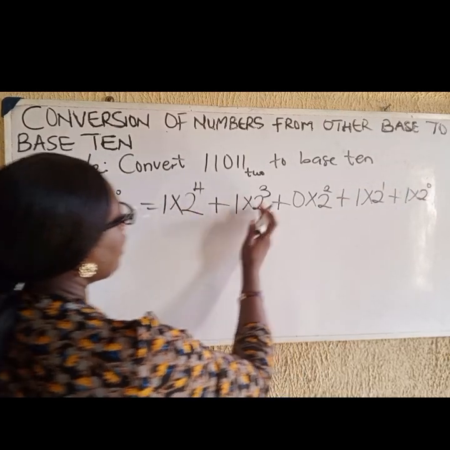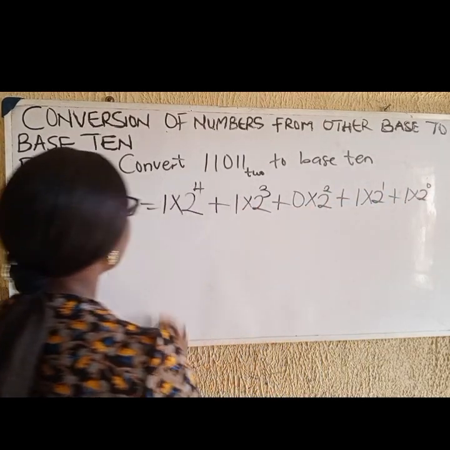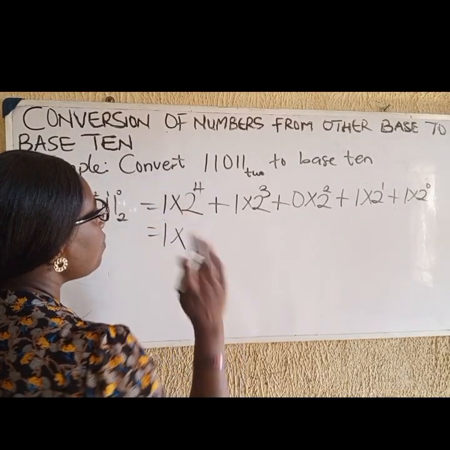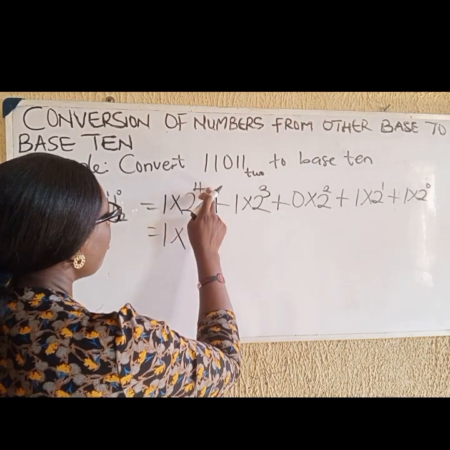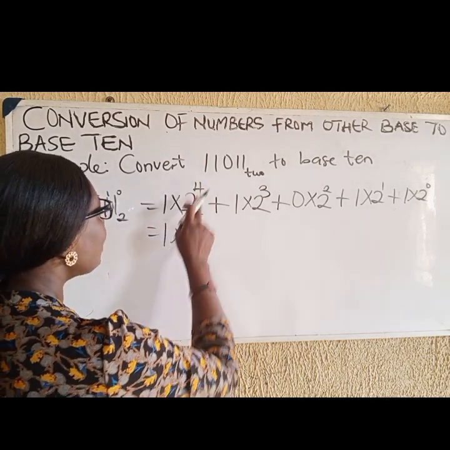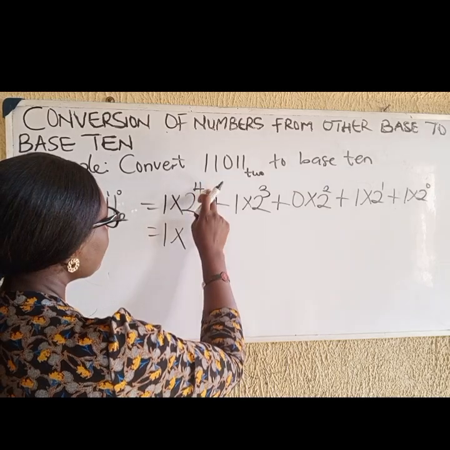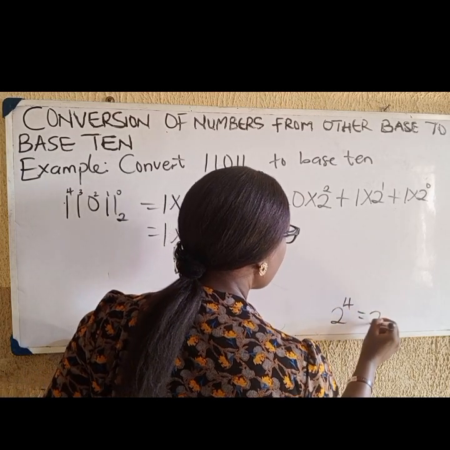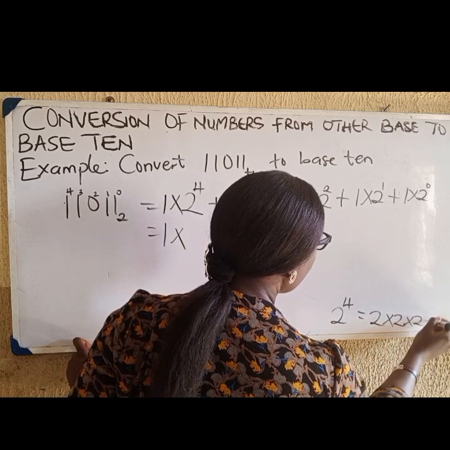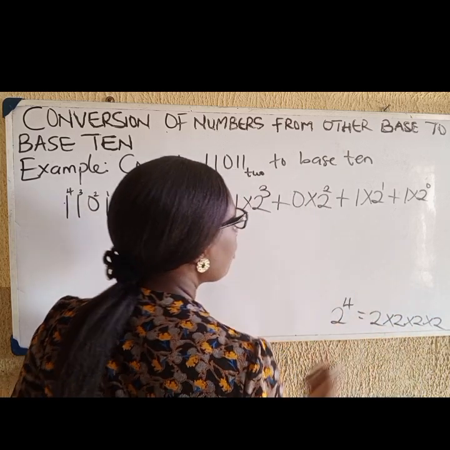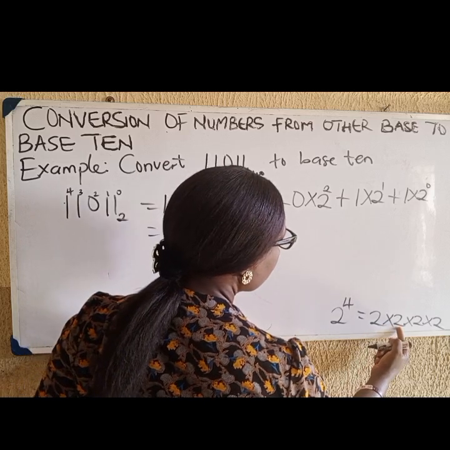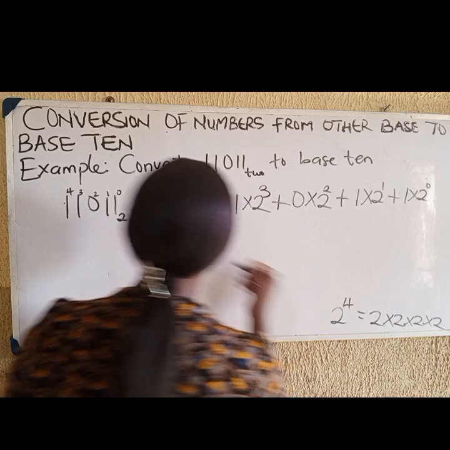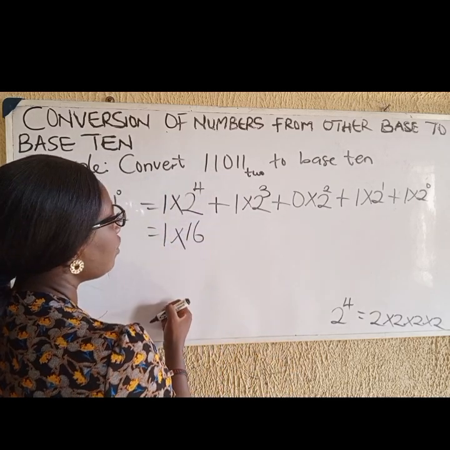So I'm going to expand all the ones that have power. So I have 1 times 2 raised to power 4. Remember that I said 2 raised to power 4 does not mean 2 times 4. It means 2 times 2 times 2 times 2, 2 in 4 places. So 2 times 2 is what? 4. 4 times 2 is what? 8. 8 times 2 is what? 16. So I'll write 16 here.